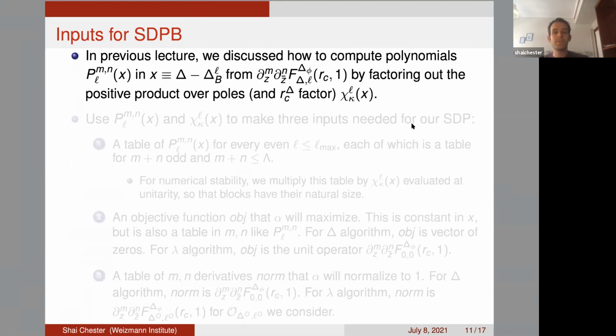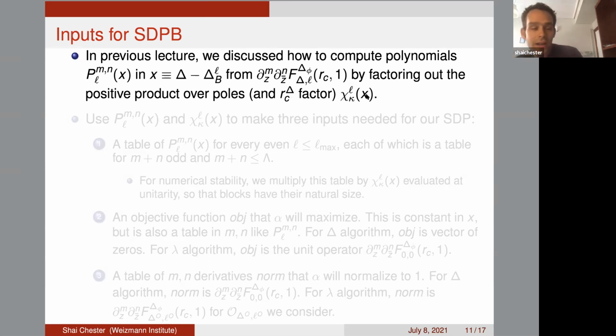So in the previous lecture, we discussed how to compute polynomials of x, where remember x we just define as the difference between delta and its bound. And so we discussed how to compute these polynomials from derivatives in z and z bar around the crossing symmetric point of this crossed block, where we got the polynomial starting from the block itself, which was not a polynomial in delta, by factoring out some positive product, where in particular the positive product was of a bunch of poles, as well as some factor, which was this crossing symmetric r to the power delta. And so we define this positive quantity as chi of x.